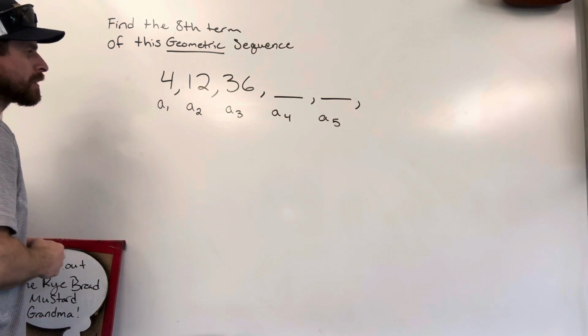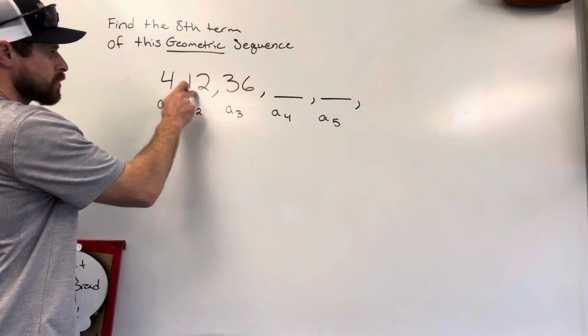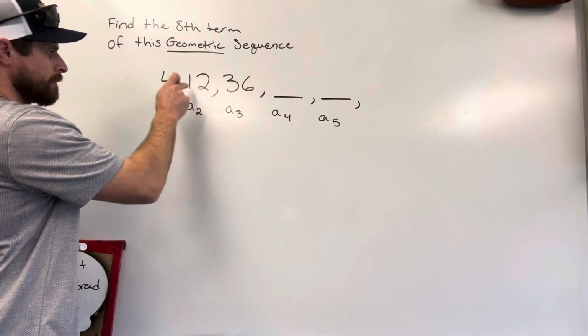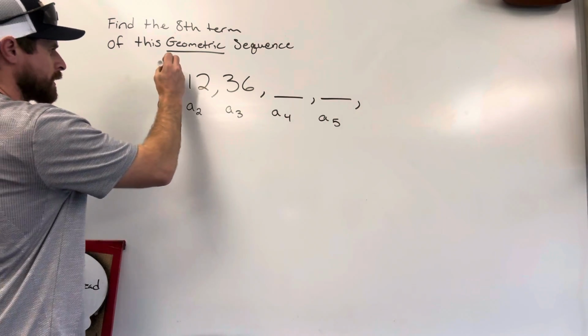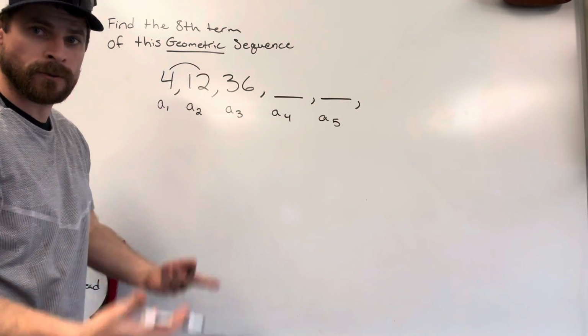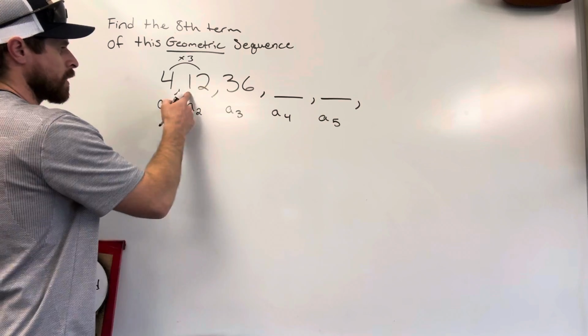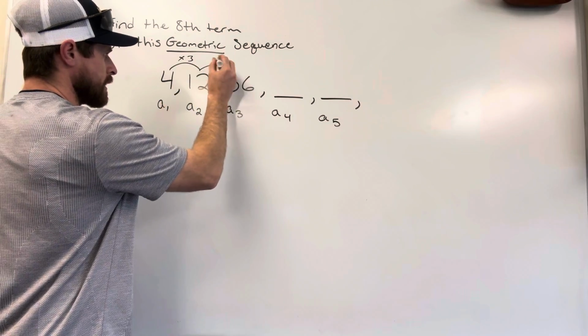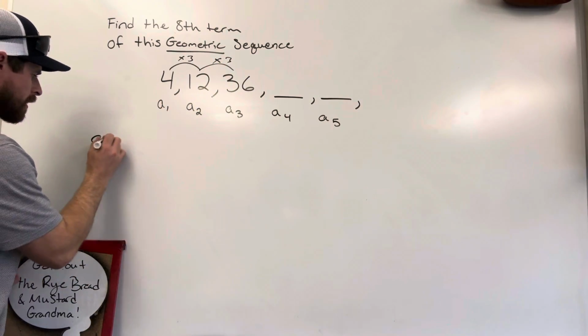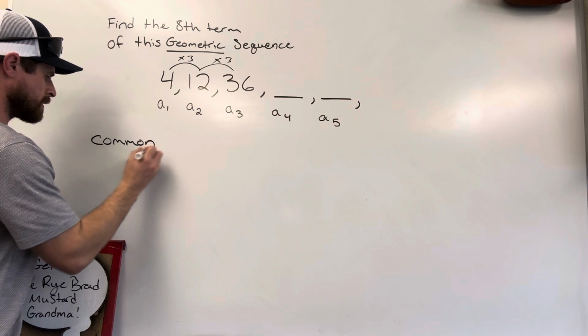So what we're going to do here is this. We're going to say from 4 to 12, how did I get there? 4 to 12, specifically through multiplication. We have what's called a common ratio that we have to figure out. 4 to 12 is times 3. 12 to 36 is also times 3. So what I'm going to list over here is my common ratio is 3.